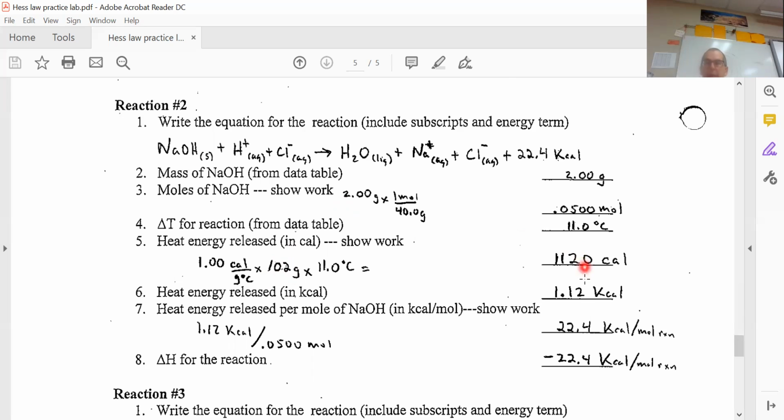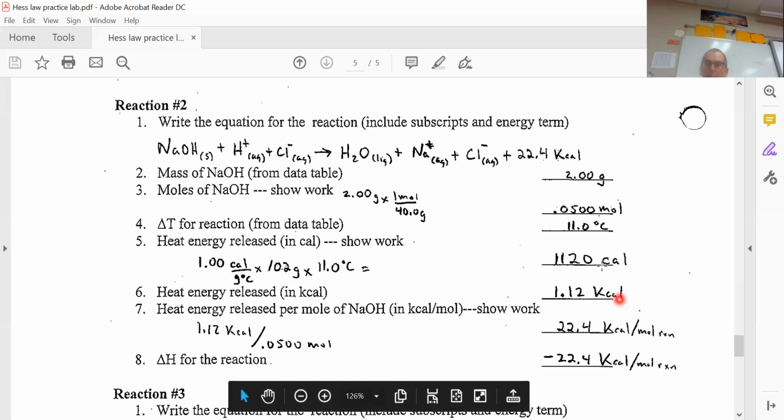I get my calories, convert to kcals, divide by my number of moles, and notice with the bigger temperature change, same number of moles, I get a bigger number of kcals here. Notice the negative sign here. Notice 3 figures here, so I carried 3 figures in what I did there.